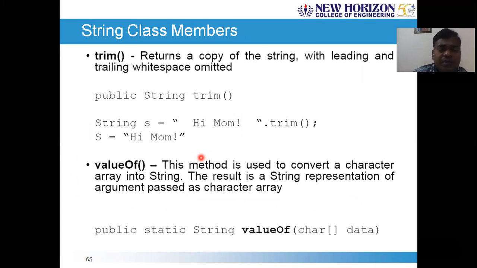Next one, trim method, which is used to remove the leading and trailing white spaces. In this string, there are a couple of white spaces. In order to remove the leading white spaces and the trailing white spaces of this string, you can use trim, and a new string will be created like this. Next, valueOf method, which is used to convert a character array into strings, and which results in the string representation of the argument passed as a character array.